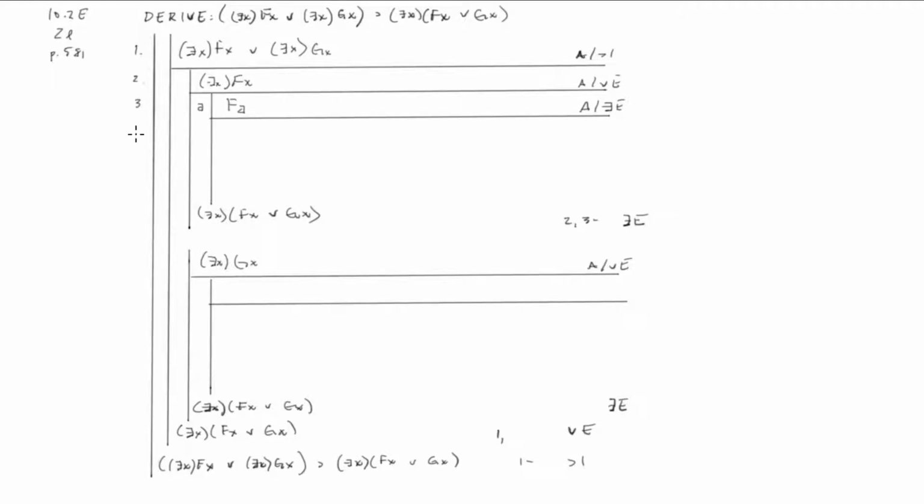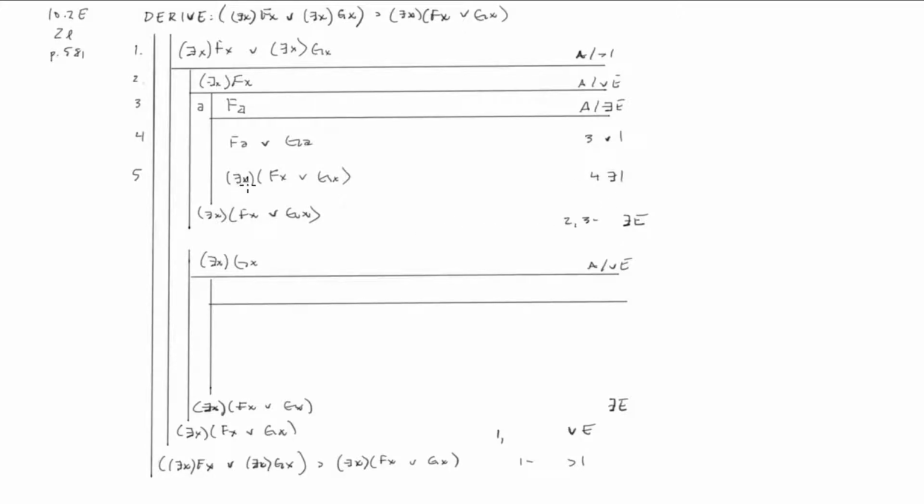So that means we'll assume FA. We could use other names. Here we're going to use conjunction introduction, FA wedge GA. That's line 3, wedge introduction. And then inside the subderivation, we're going to do existential introduction. There's an X, FX wedge GX. That's from line 4, existential introduction.